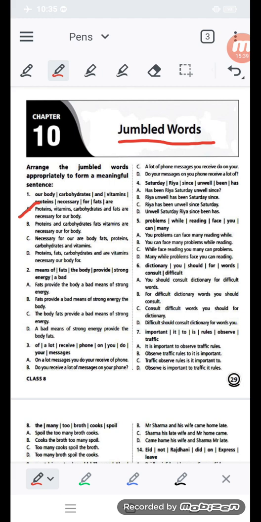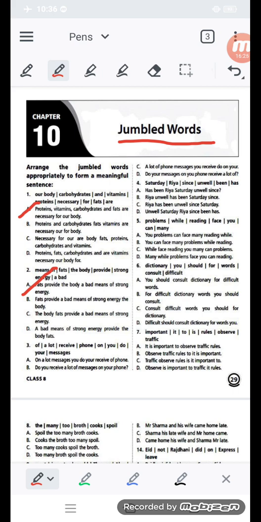Means of fats the body provide strong energy, A bad. Let's read this statement A to D, which one is correct. Fats provide the body a bad means of strong energy. Fats provide a bad means of strong energy. The body, B statement is wrong. The body fats provide a bad means of strong energy. C is also not coming as the correct answer. A bad means of strong energy provide the body fats. So D is also wrong answer. Here correct answer is A.